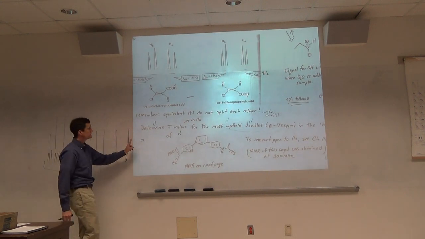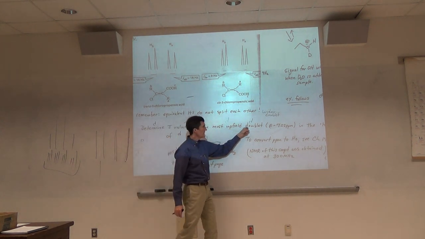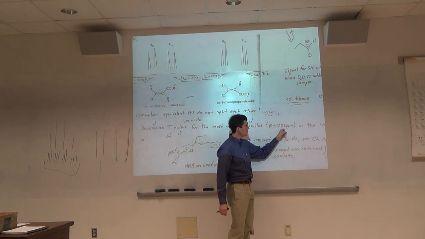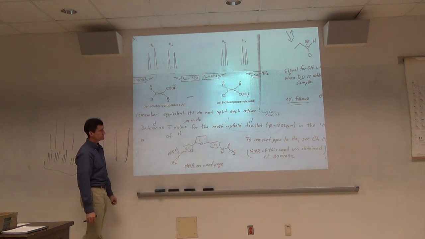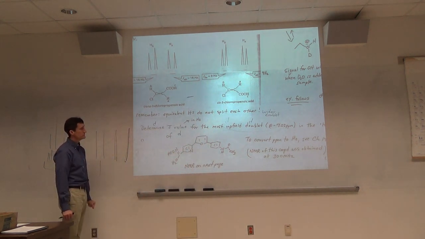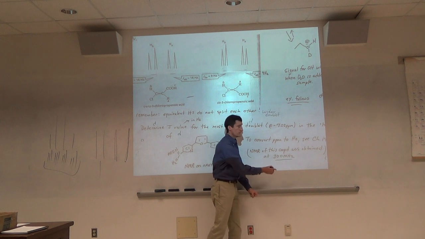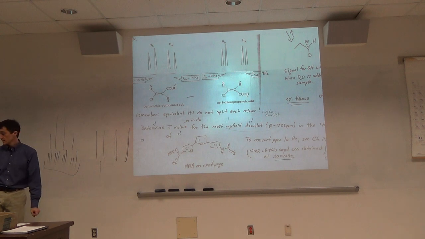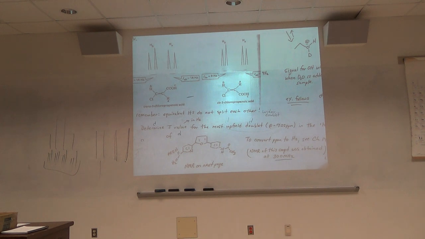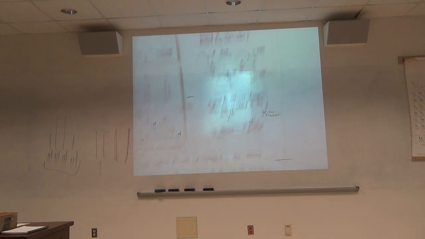Homework assignment. Determine the J value in hertz, as always, for the most upfield doublet. If you look at the NMR on the next page, it's about 7.02 ppm. And the HNMR of this compound. Note that this NMR was obtained at 300 megahertz. We don't use the Bruice book anymore, so ignore the Bruice comment. So take a look at how to deal with the coupling constant there.